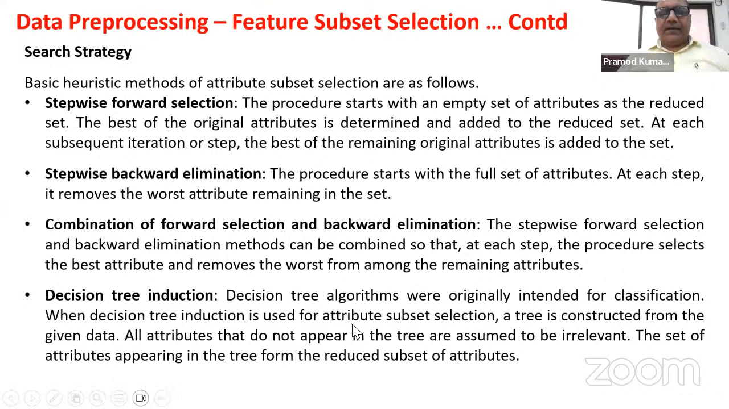So that is written here. The decision tree algorithms were originally intended for classification. When decision tree induction is used for attribute subset selection, a tree is constructed from the given data. All the attributes that do not appear in the tree are assumed to be irrelevant, and the set of attributes appearing in the tree forms the reduced subset of attributes.